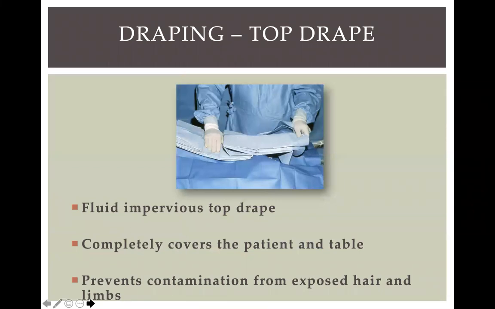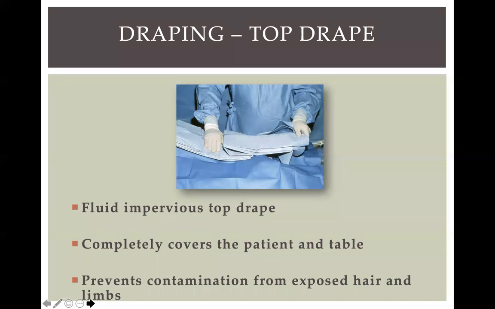Okay, our second layer of draping is the top or the table drape. And again, it should be fluid, impervious, and it also allows the surgeon to step up to the table and lean against the table without contamination. One of the most important concepts about your top drape is that it needs to completely cover the table and the patient, no matter what size that is.